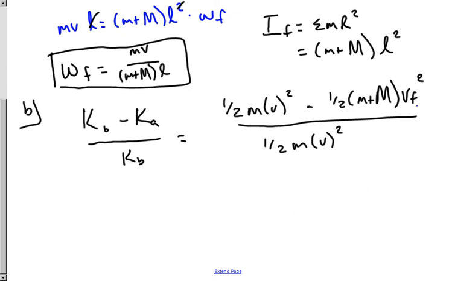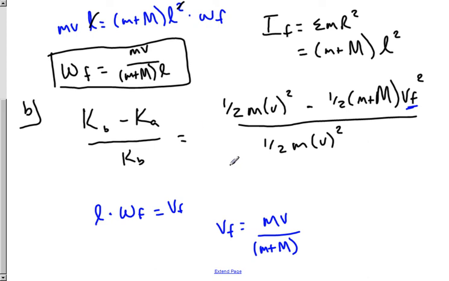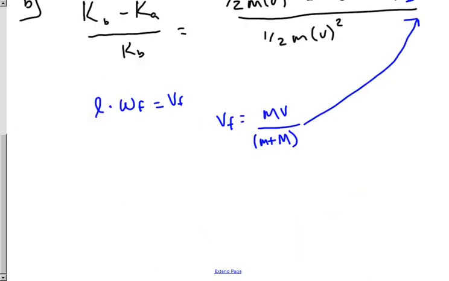So the question is then, what is our v final? Well, we know our omega final times our r, which in this case is length L, is going to equal our v final. So we end up getting that v final is equal to mv over (m plus M). If we take that information, plug it in right up here and simplify that down, we will end up finding that the ratio that is lost is big M over little m plus big M.